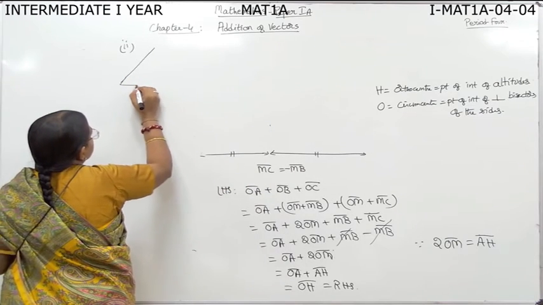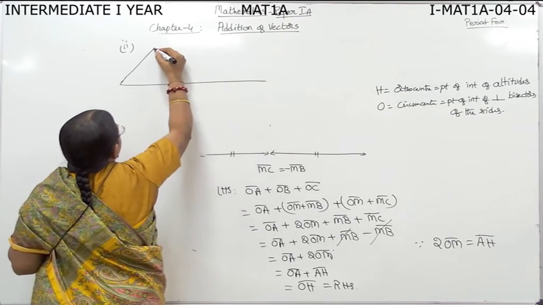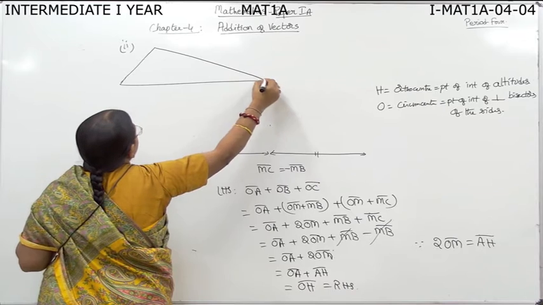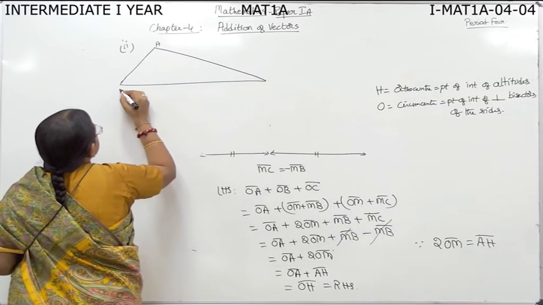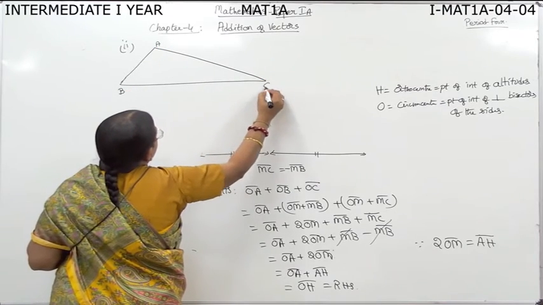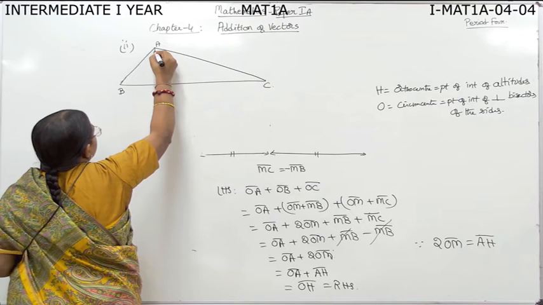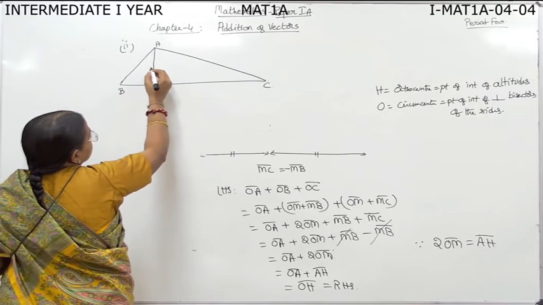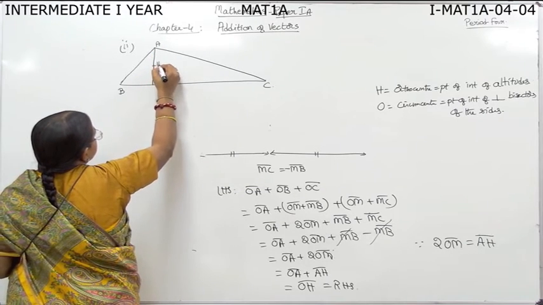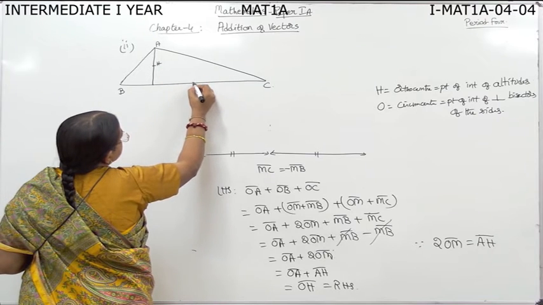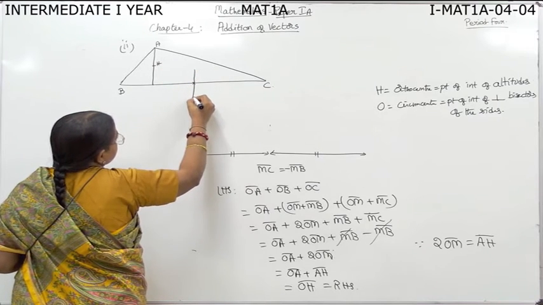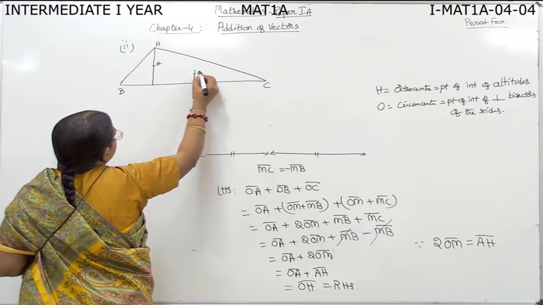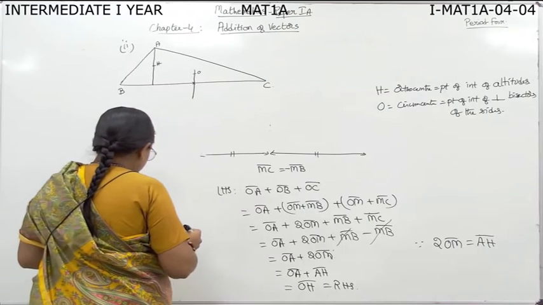So we'll draw the figure. Okay, A, B, C. And then we'll draw this, this is H. And then we'll draw this perpendicular bisector. So on this you have O. Now what is it that you have to prove?